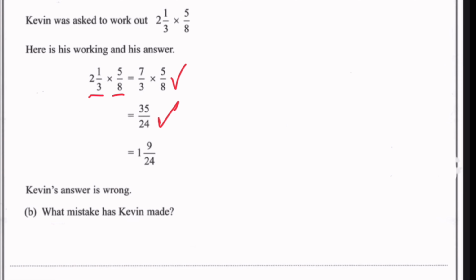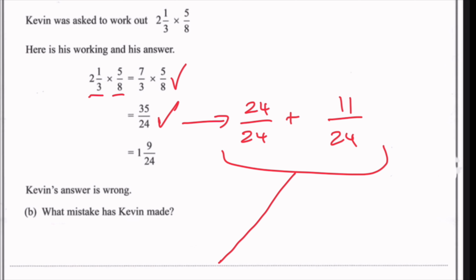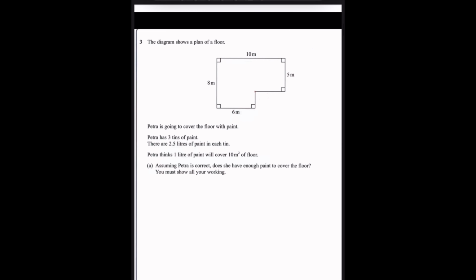And then he converts 35/24 to 1 and 9/24. So let's have a look at this. If we were going to convert 35/24 into a mixed number, it would be 24/24 plus whatever's left from the 24 to the 35, it would be 11/24. So this is his mistake. Okay, on to the next one.